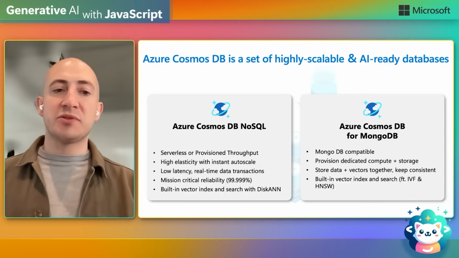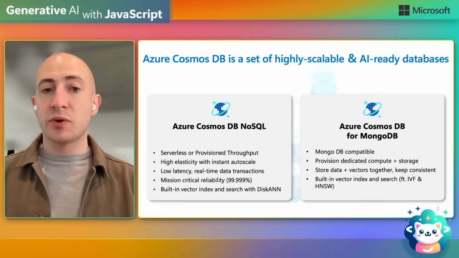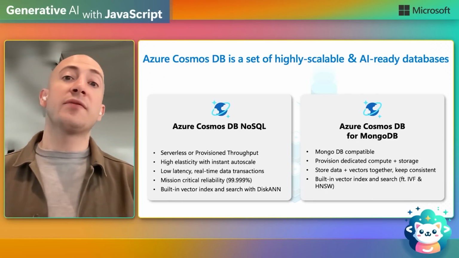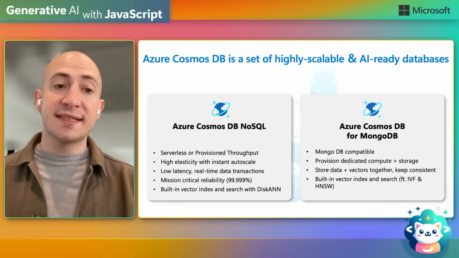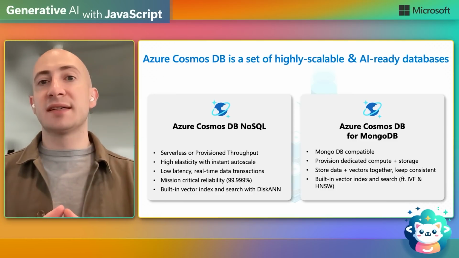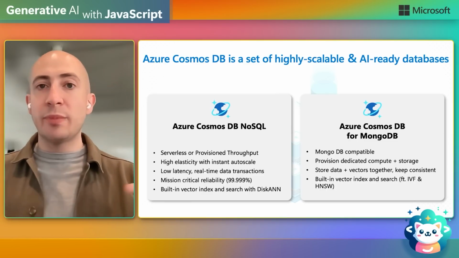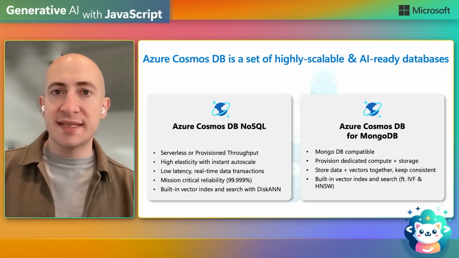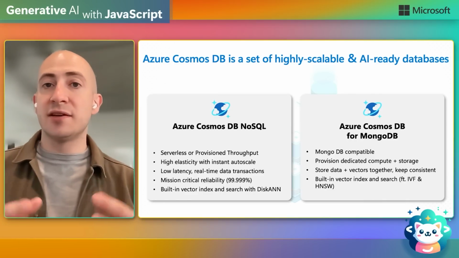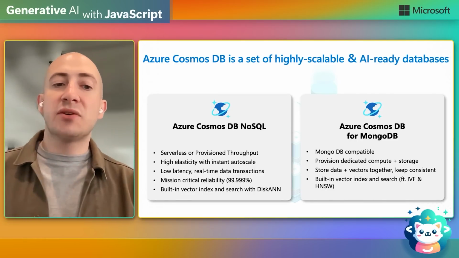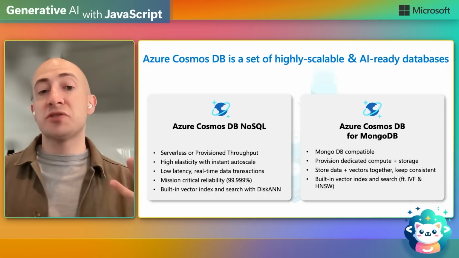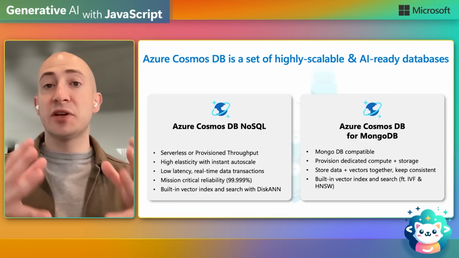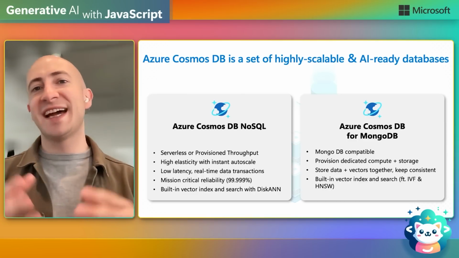And here we have multiple different options, including a serverless option or a provisioned throughput option with autoscale. So you pay for compute that you use, or you can pay for provisioned compute and then take advantage of our high elasticity. When demand picks up, Cosmos DB will automatically scale out for you and scale back in when that demand subsides. Cosmos DB for NoSQL also has low latency data transactions. You can often do reads and writes in under 10 milliseconds, which is really powerful. It also offers mission critical reliability and vector search with a new vector indexing type called DiskANN, which we're really excited about, to offer very cost efficient and performant vector search at any scale.